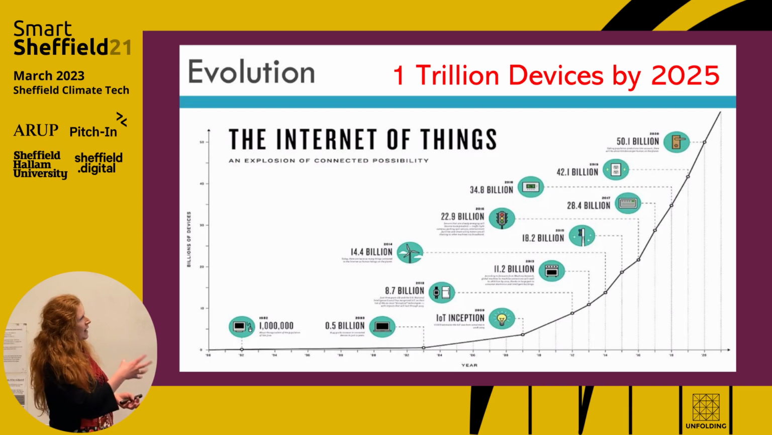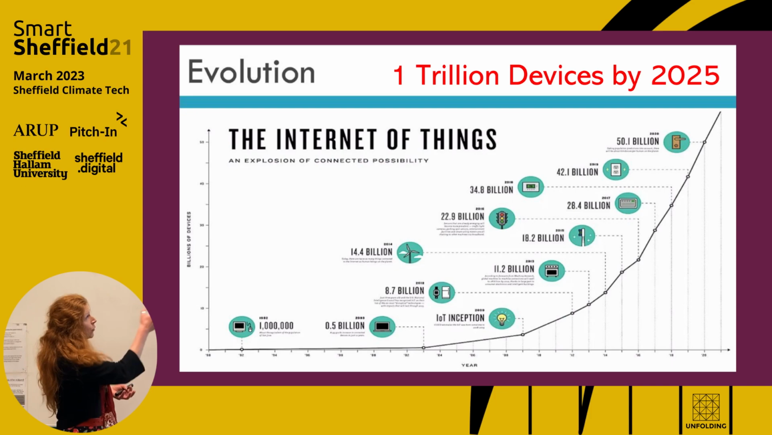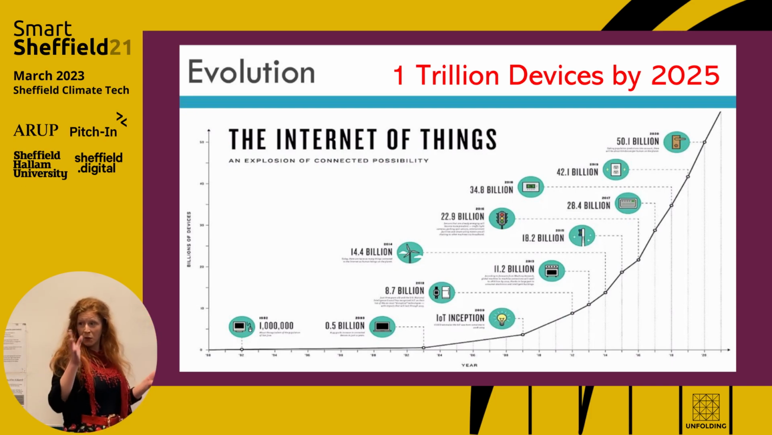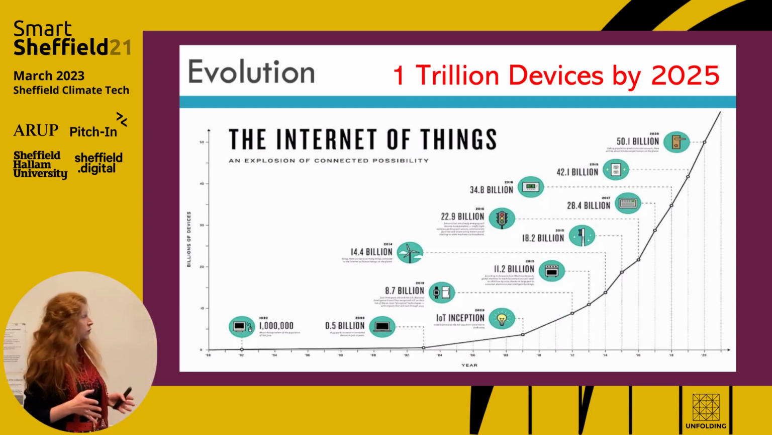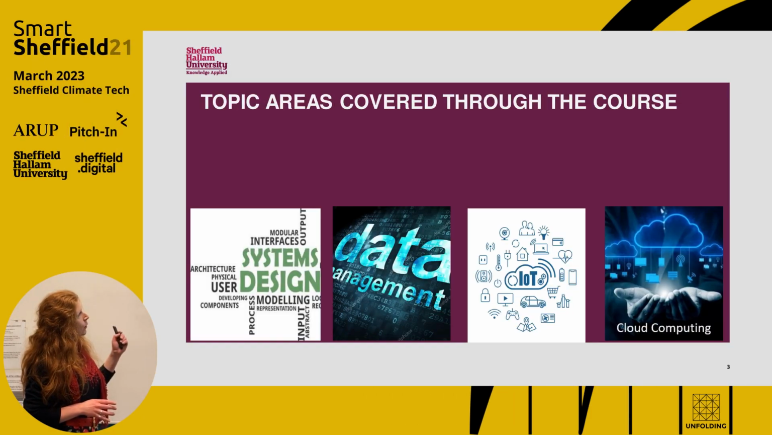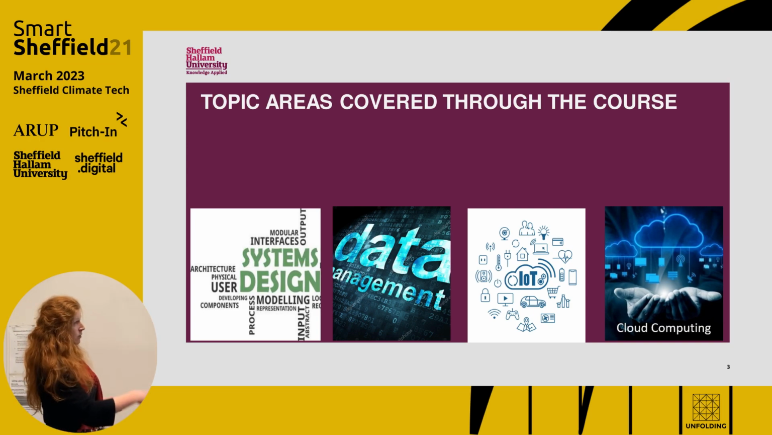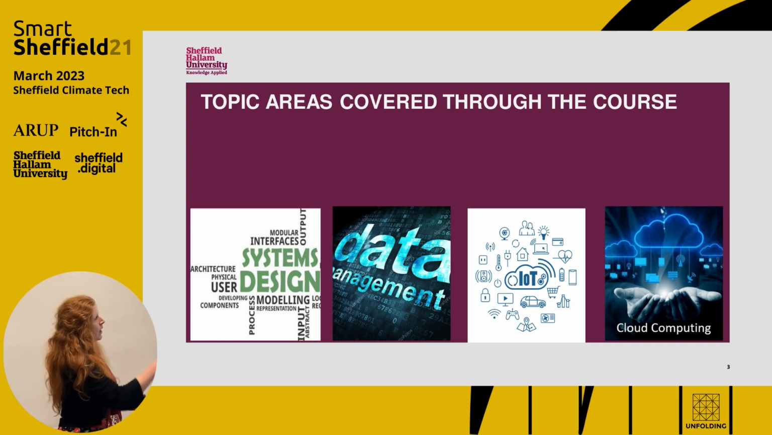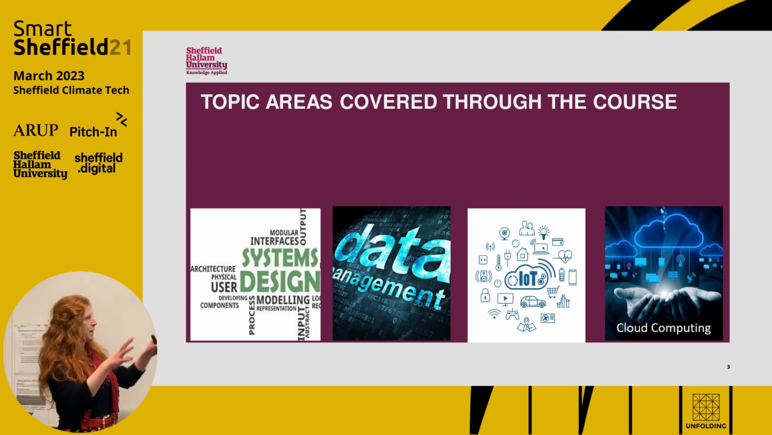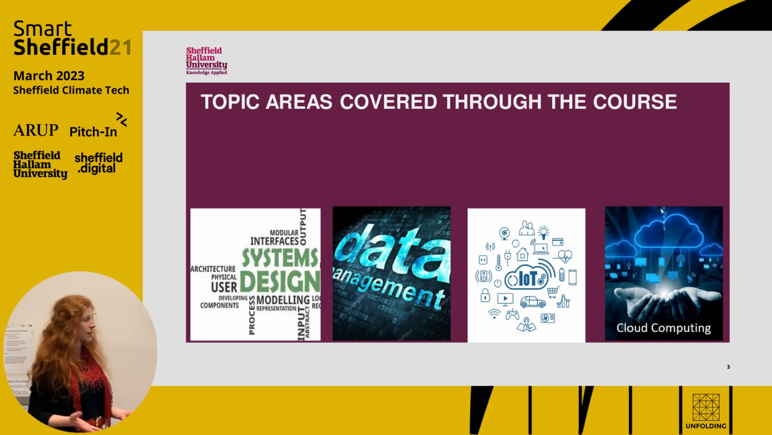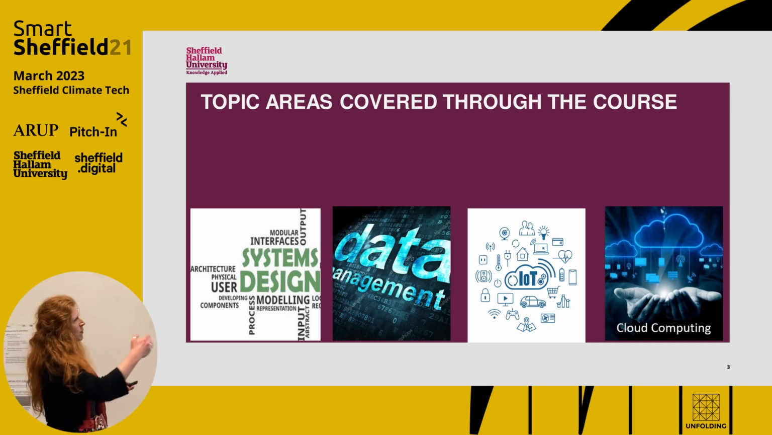So we thought our students need to know how to design and create systems that also integrate these devices, and we wanted to give our degree programme that angle. Again, this is a brief holistic overview of what we include. Throughout the course, there are 4 main strands. We will cover systems design, data management, IoT and IoT devices, and cloud computing, because they're 4 really big components within smart computing.